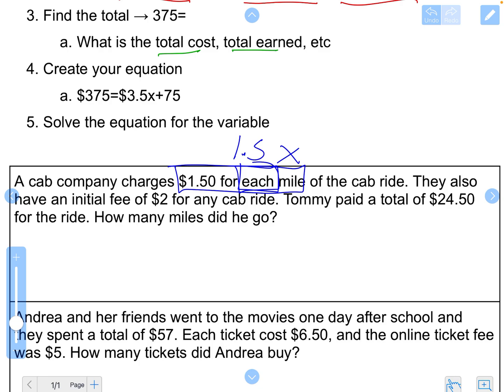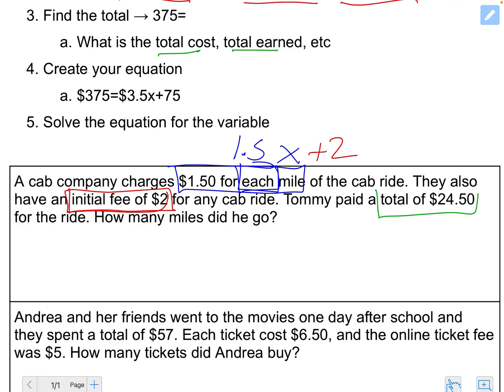So let's keep reading. They also have an initial fee of $2 for any cab ride. Initial fee, $2, cha-ching. So now I want to put plus 2, because that only happens one time per ride, and for every mile we drive, we have to add more money. Tommy paid a total of $24.50 for the ride. So again, total, it's usually pretty obvious, so we're going to put equals 24.5. Now I have an equation to solve, and I want to know how many miles did he go.